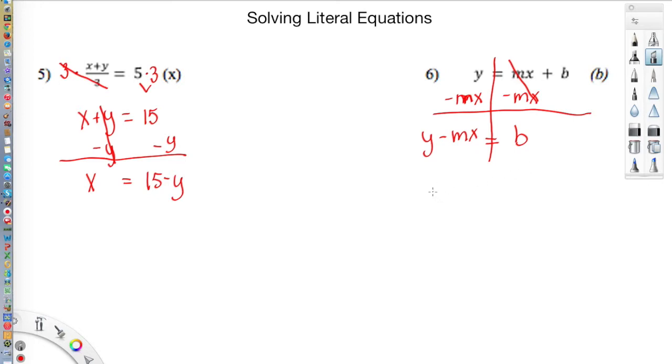And I can flip this around and solve it in terms of b. b is equal to y minus m times x. And there's my answer.